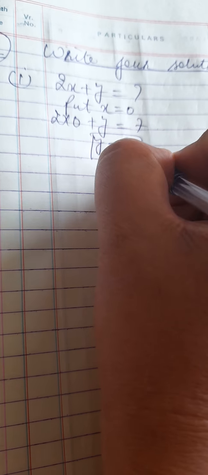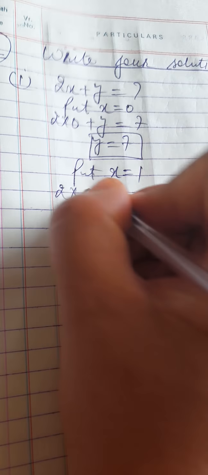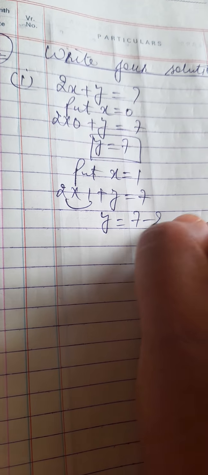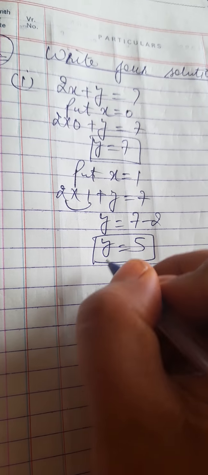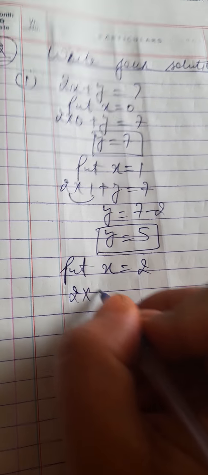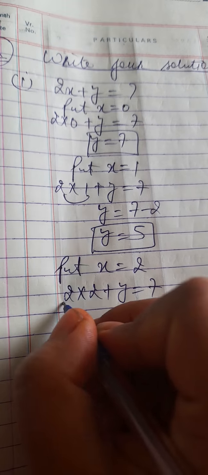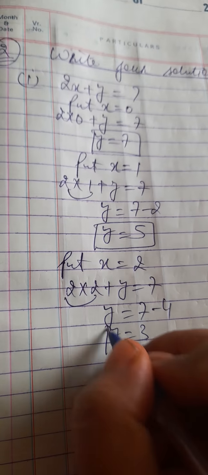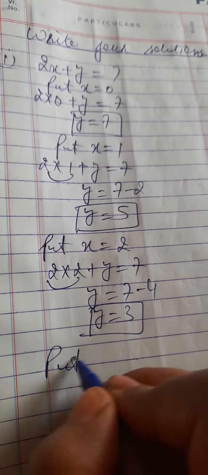Yes, first part, this is the given equation. Put x equals 0. 2 into 0 is 0. We get the value of y is 7. Put x is 1. In place of x we write 1. 2 ones are 2. This 2 shifted to its right hand side. We get the value of y is 5. Put x equals 2. 2 into 2 plus y is 7. This is 4. Shift this 4 to its right hand side. We get the value of y is 3.